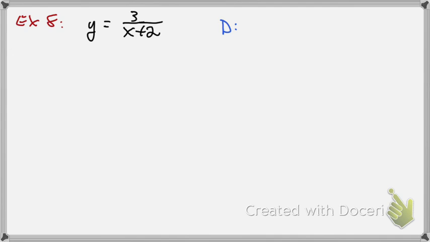Is there any value x cannot be? Negative 2. Okay, thank y'all. So x cannot be negative 2. It can be any other value. It could be negative 2.000001, but it can't be negative 2. It could be 2.07, but not negative 2. How about our range? This is the tricky part of this one.